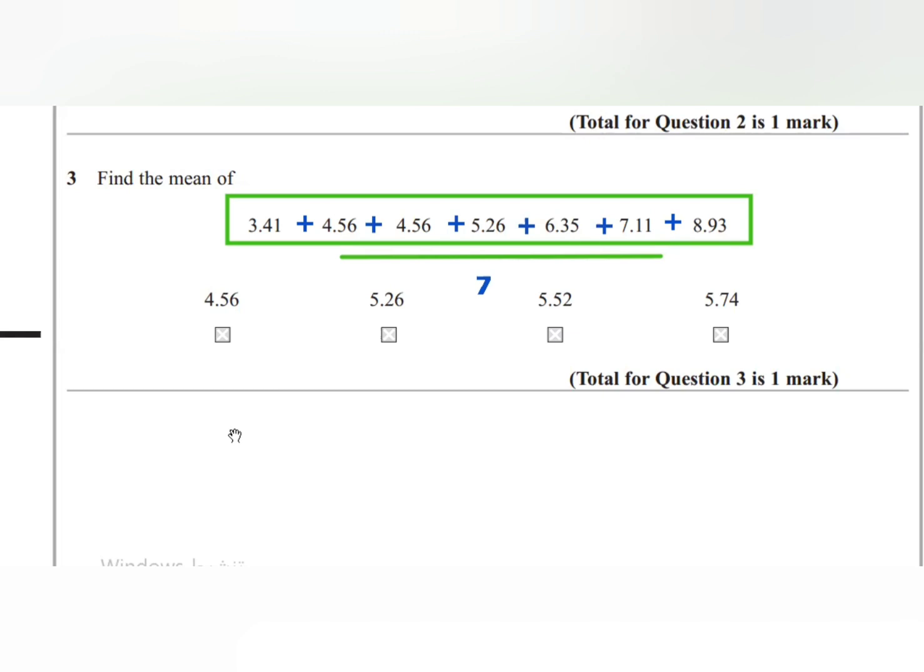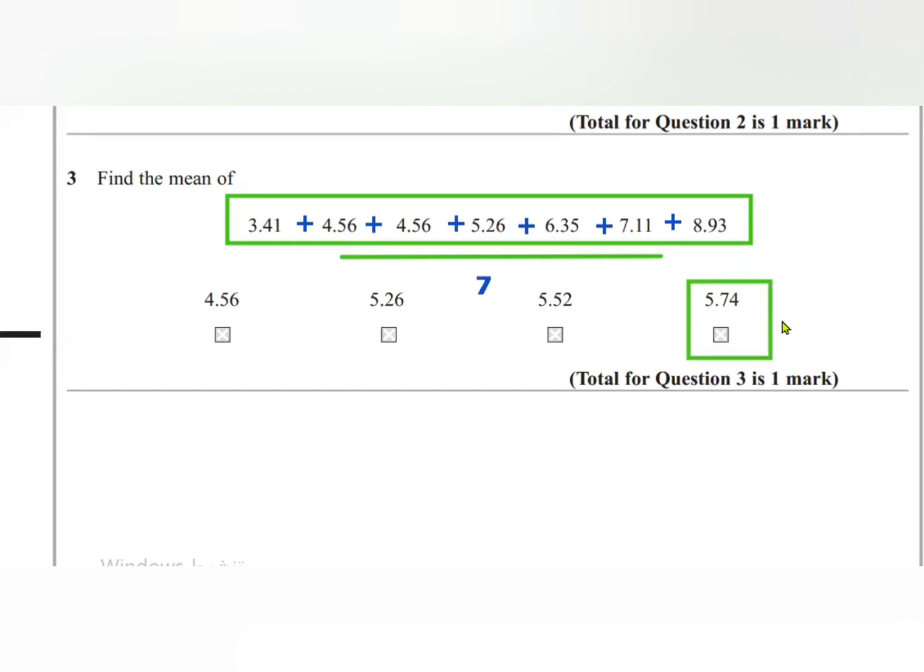Now, we're going to use a calculator here. Let's add them. 3.41 plus 4.56 plus 4.56 again plus 5.26 plus 6.35 plus 7.11 plus 8.93, and then I divide them by 7, and the answer will be 5.74. And this is the final answer for this question.